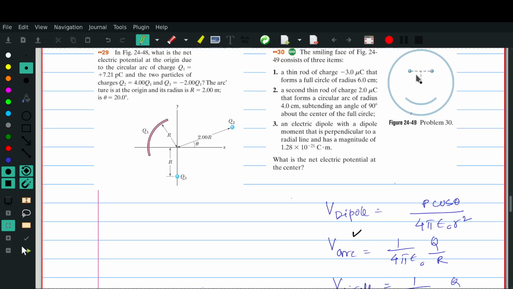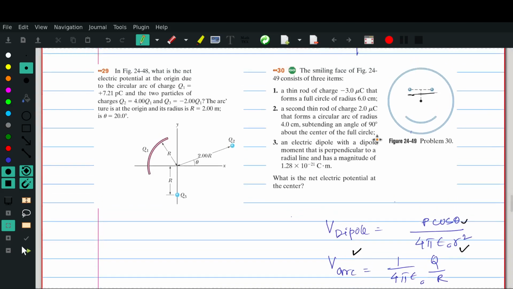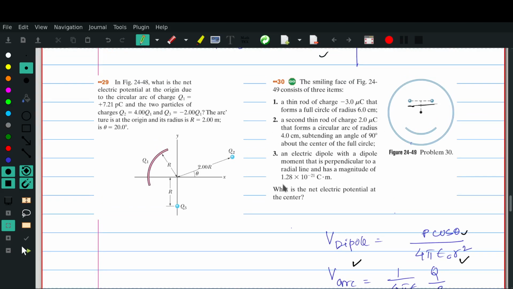So let's say first of all the dipole. For the dipole, what we have here is p cos theta by 4 pi epsilon 0 r square. So this is what you have for a dipole. They have already given the value of p, I guess. Yes, they have already given the value of p.